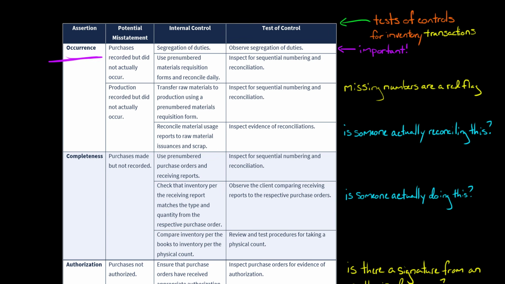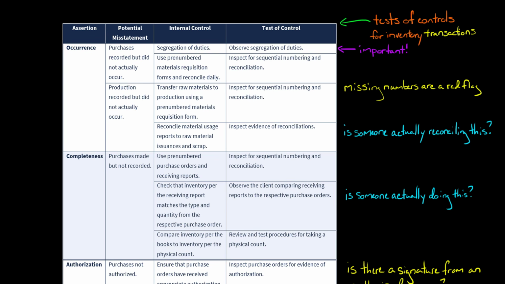This transaction actually occurred. Oh, the company said there was a purchase recorded. Did that transaction actually happen? Oh, they said there was production. Did the production actually occur? So that's the occurrence assertion. So this column is the assertion being made by management. Here's the potential misstatement, okay? And then we've got the internal control.